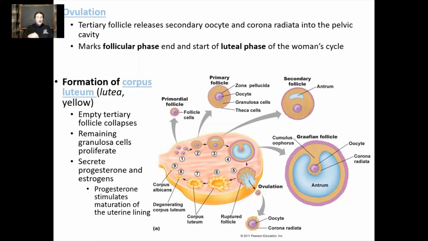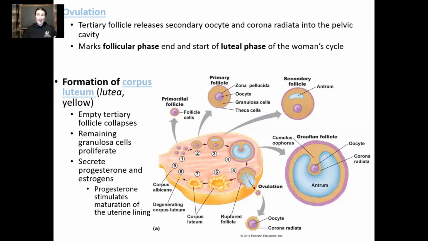The granulosa cells of the follicle don't just stop doing things. Instead, they are going to continue actively dividing via mitosis, and also they are going to ramp up their production of hormones. Okay, so specifically progesterone and estrogens are made by the granulosa cells, and they are going to be secreted more and more and more over the next 14 days after ovulation.